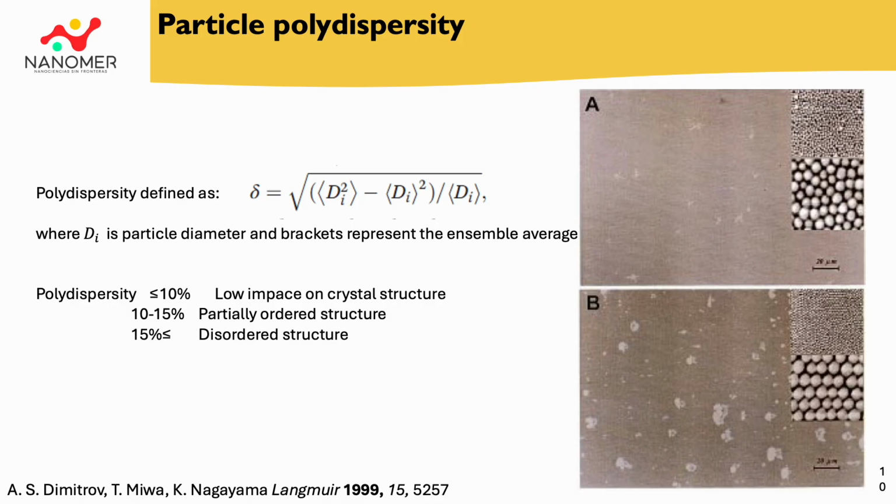We can see this in this example where the polydispersity is lower. It's around 10% in the image B, and we can see that this is a pretty well organized array of particles. However, when polydispersity was increased, the position of each particle is not well defined, and so the structure is considered disordered.